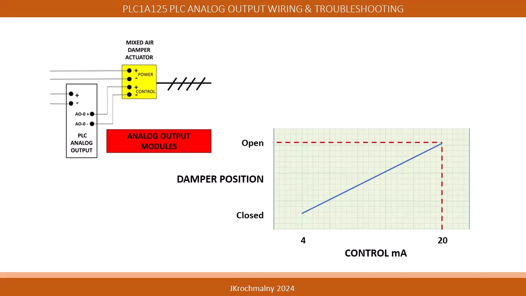If we increase the control signal to the actuator control terminals to 20 milliamps, the damper will be driven to a fully open position. If we want the damper to be open 50%, we can send a signal of 12 milliamps to achieve this position.